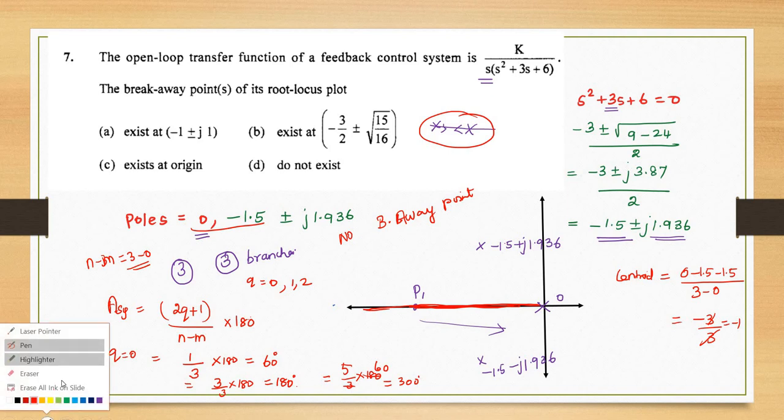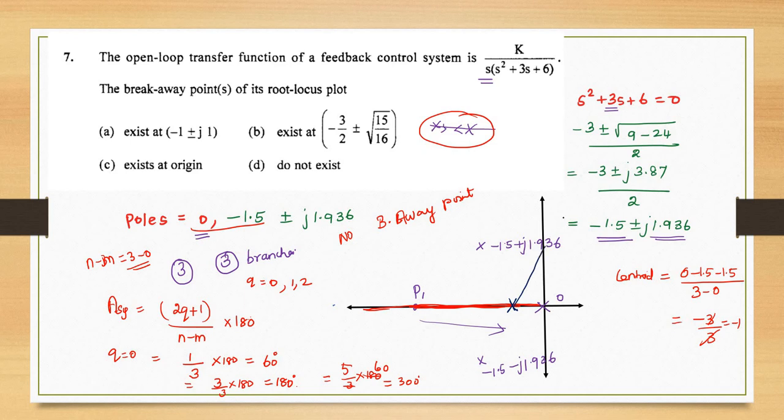Here I am going to mark the minus 1 value. So this is minus 1. The asymptote angle is 60, so I have to mark the asymptote also. This is 60. Okay, now what about the root locus region?